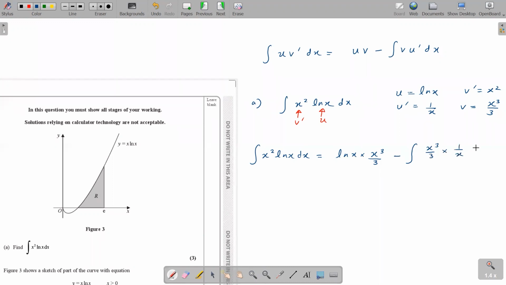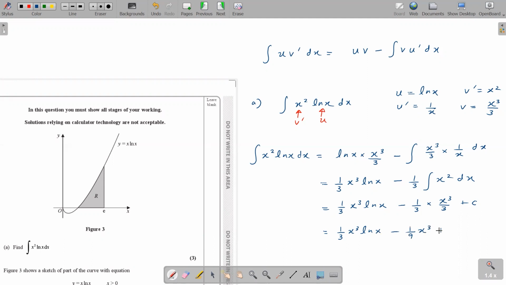U dash is 1 over x. Are you all with me? So let's simplify here. I get here 1 over 3 x cube ln x. I'm just rearranging. This is minus. Shall I take 1 over 3 out? Integration x cube into 1 over x is x square. This is okay. So we have one more time to integrate. 1 over 3 x cube ln x minus 1 over 3 into x square. Integration is x cube over 3 plus c. So I get 1 over 3 x cube ln x minus 1 over 9 x cube plus c. Is this okay? So this is the answer for the part A, 3 marks.